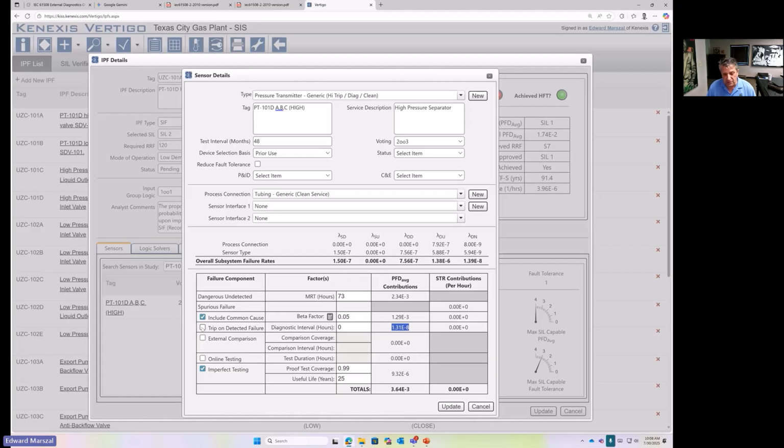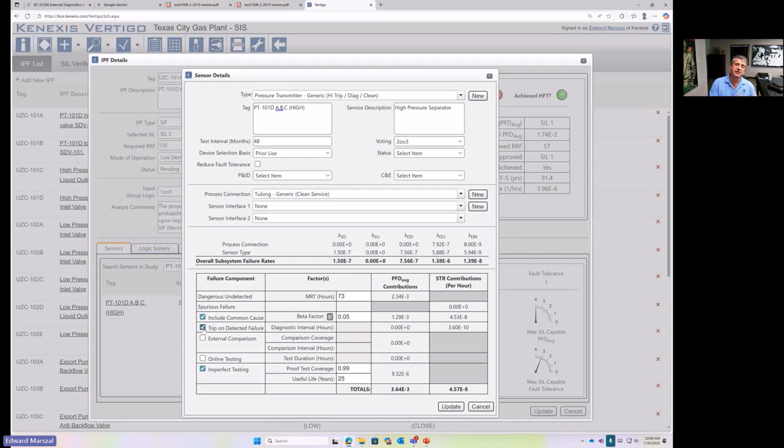Now, your other option, if I click here, is to trip on detected failure. What that means is that when I diagnose that this pressure transmitter has failed, I'm just going to activate the SIF, have the valve move to the closed position, and shut down the plant.